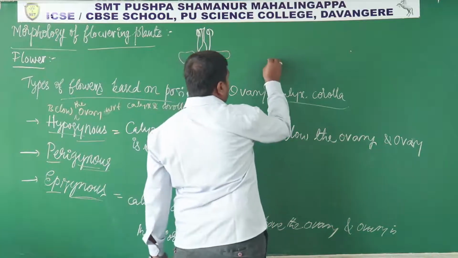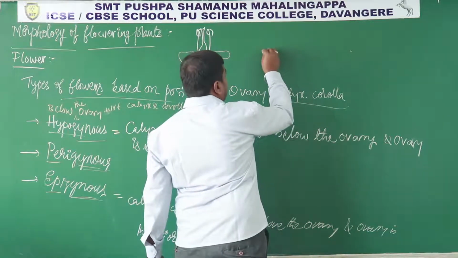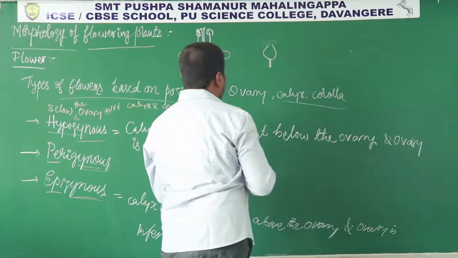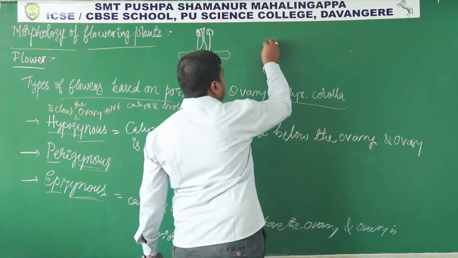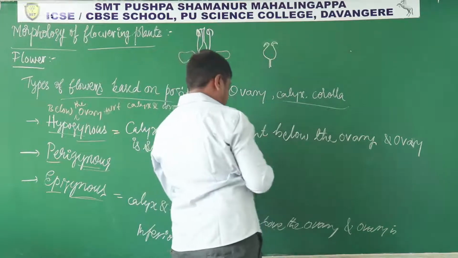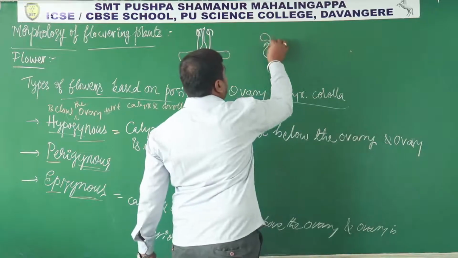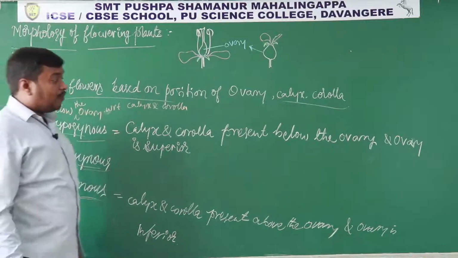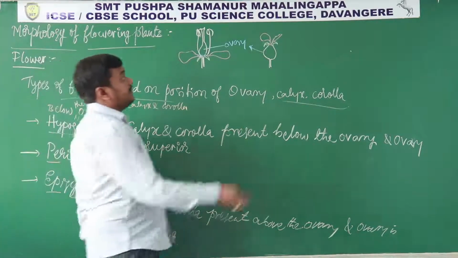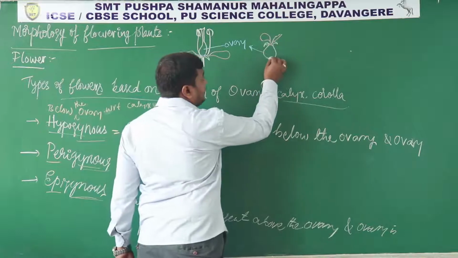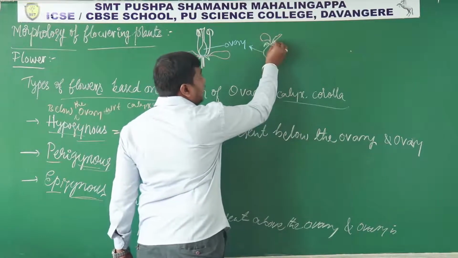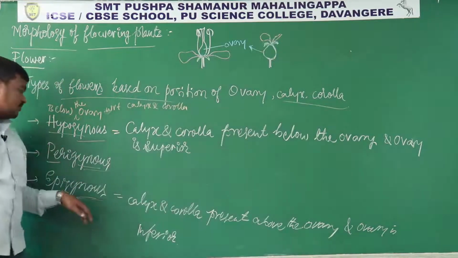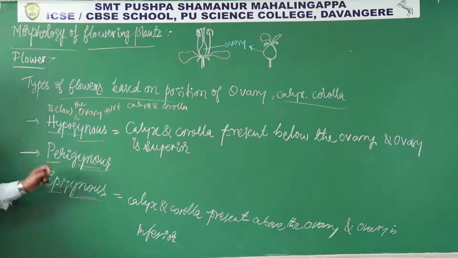So how is it then? It is a stalk, then here is the ovary. At the tip of the ovary, you can find the calyx and the corolla like this. So here calyx and corolla are present above the ovary and the ovary is inferior. On the ovary, calyx and corolla are present. Such types of flowers are called epigynous flowers.